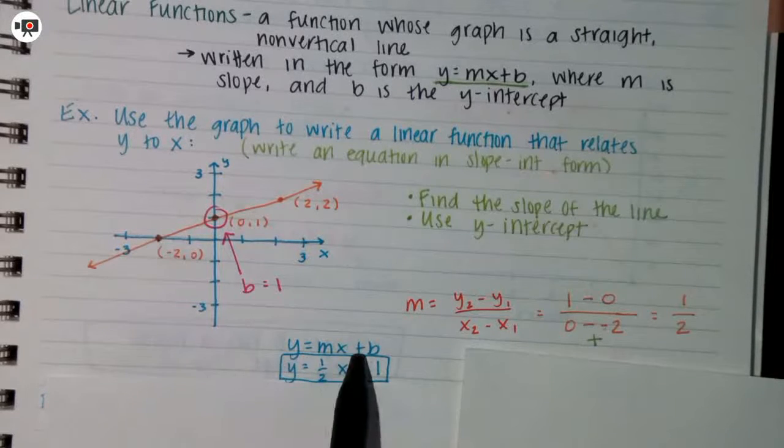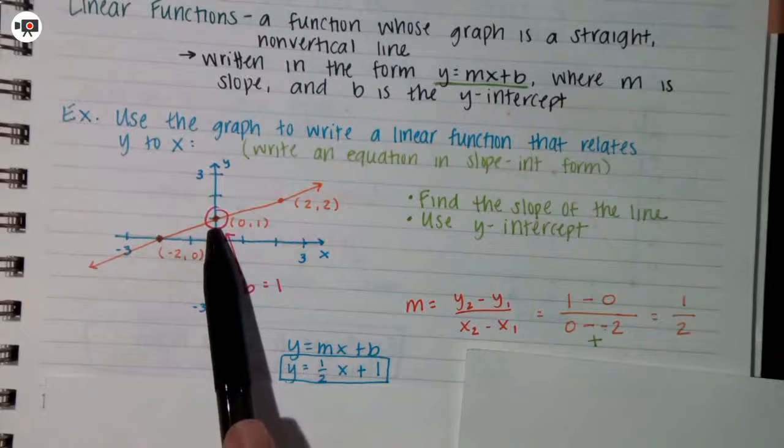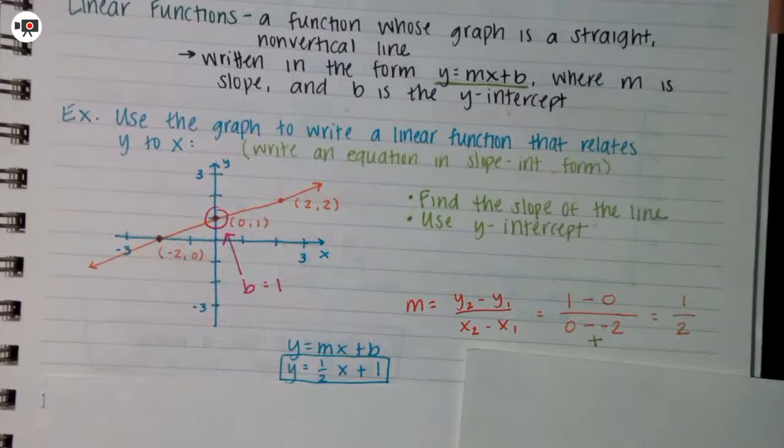Then I'm going to plug that into my slope-intercept form, and I have y equals slope of 1/2 x plus 1, because my y-intercept is positive 1. And it just said to write an equation, so that's all we do.